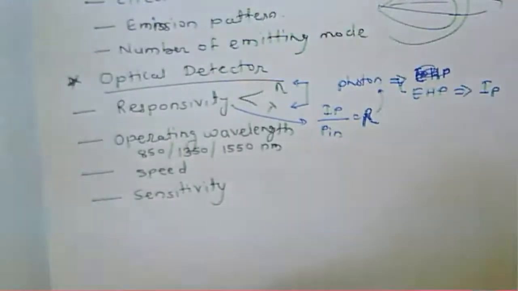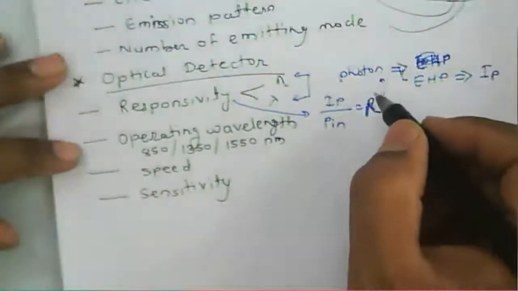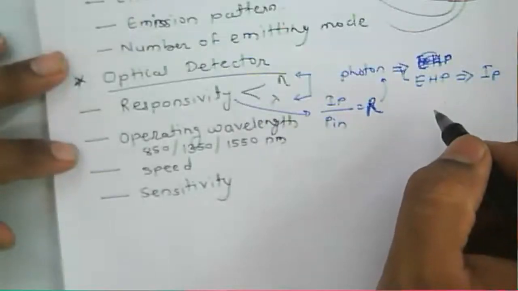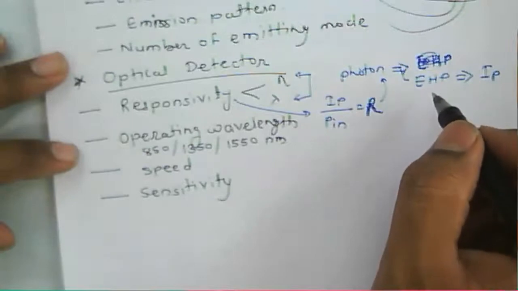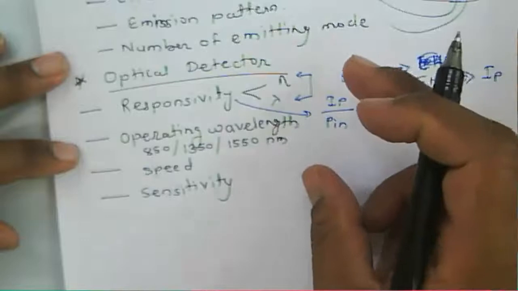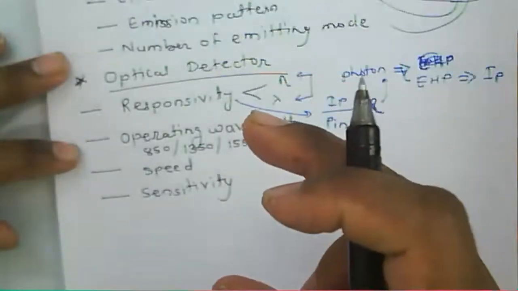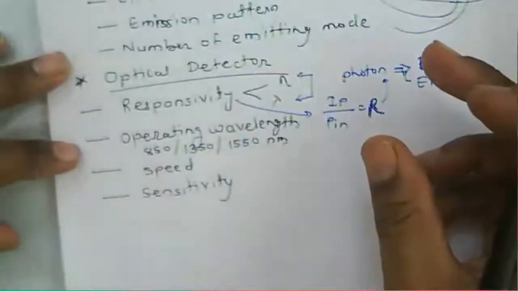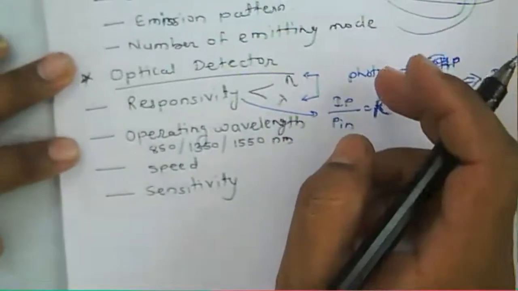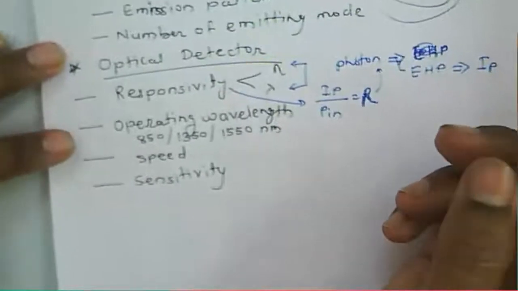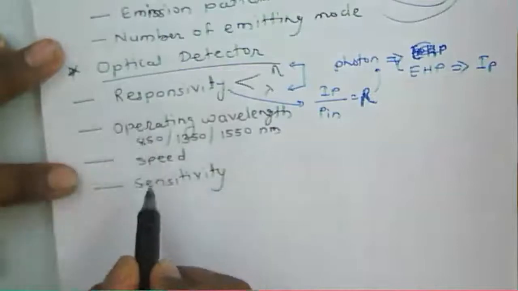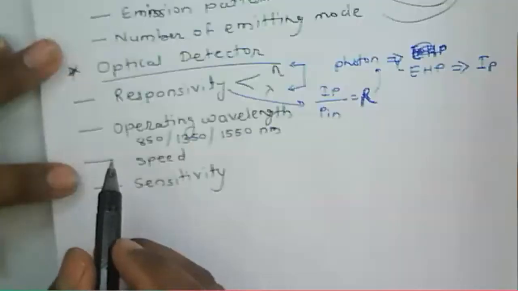That sensitivity part, again, is related to electron-hole pair generation, and then the minimum number of photons incident on this particular detector will generate a current. So again, we can talk about the responsivity and the sensitivity part there.